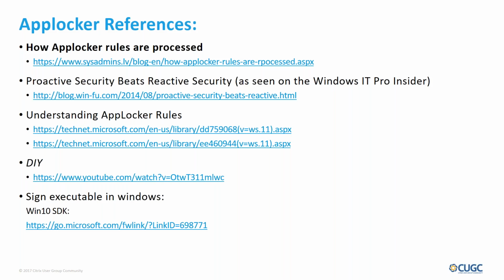The last one, the sign executables. If you want to do your own in-house signing, you'll need, of course, a CA with a code signing cert, but you'll need that Win 10 SDK to get the sign tool in order to actually sign the exes like I showed you in my example that should have worked.